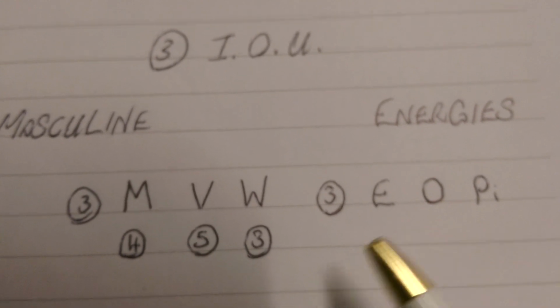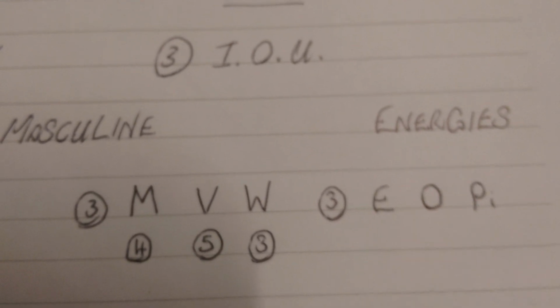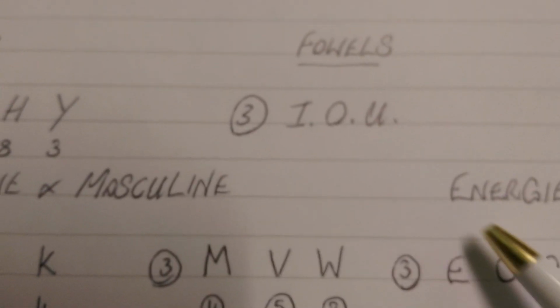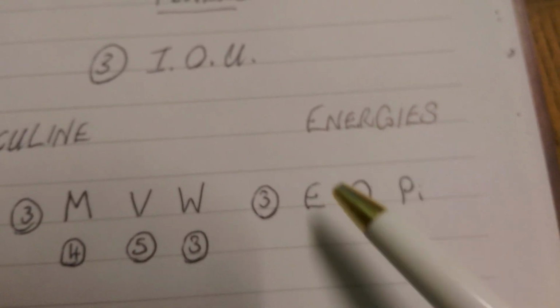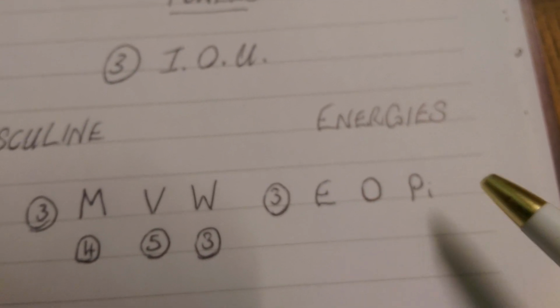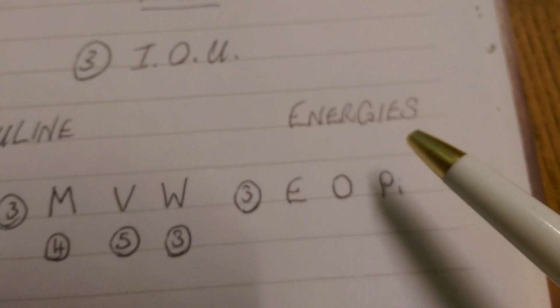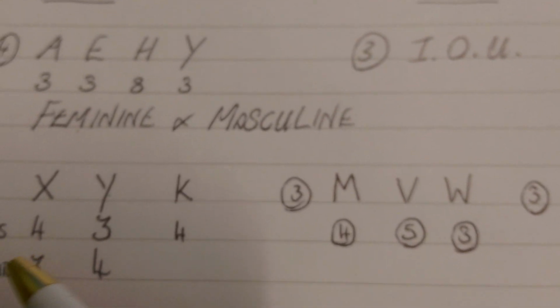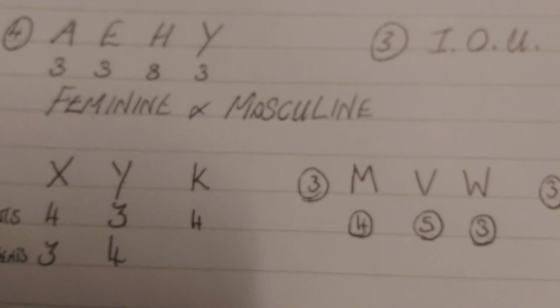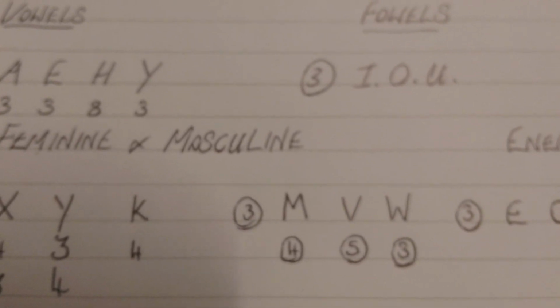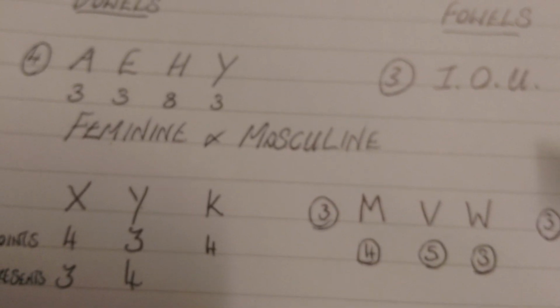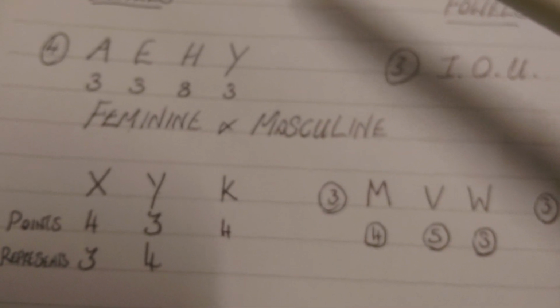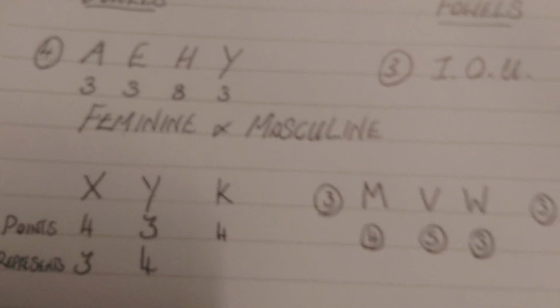The E for energy, which also prefixes the L, the M and the N. The O is the complete circle. And then the P as in pi, which brings us neatly back to the 3 and the 4. Now pi, the value of pi is 3.14. So the 3 is the feminine, the 4 is the masculine.